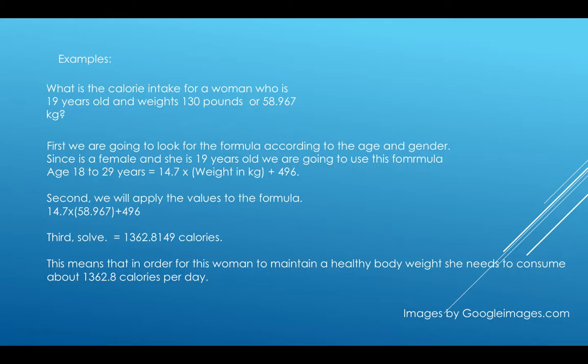Remember, we have to use order of operations. So first we're going to multiply and then we are going to add. So first we multiply 14.7 times 58.967, and then we add 496. So we solve, and our answer is 1,362.8149 calories. This means that in order for this woman to maintain a healthy body weight, she needs to consume about 1,362.8 calories per day, right?